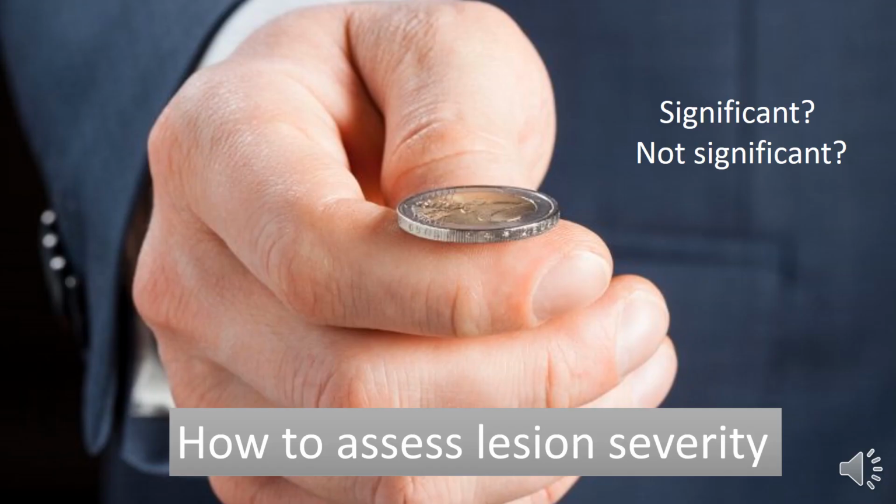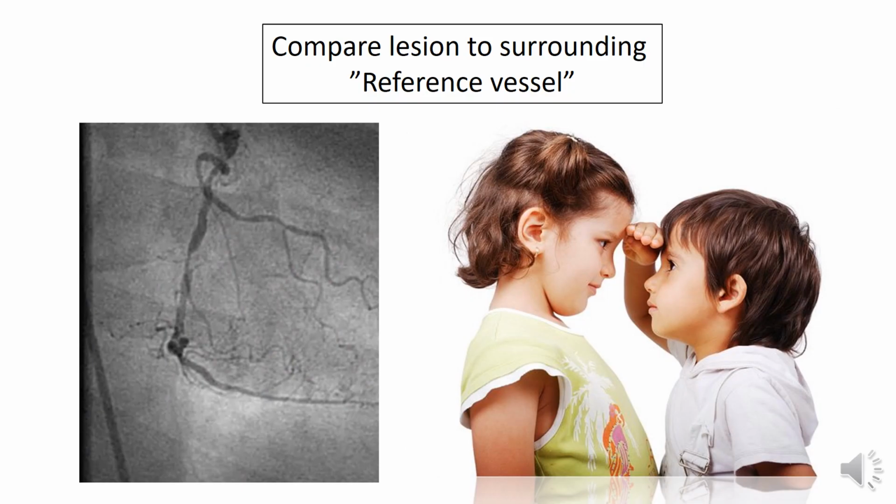The next question: how to assess the lesion severity. It is a simple exercise, just comparing the lesion with the reference, proximal and distal reference. Simply, in this view, we see this right coronary artery, and here is the mid segment. We can see a lesion that is by eyeball about 90%.